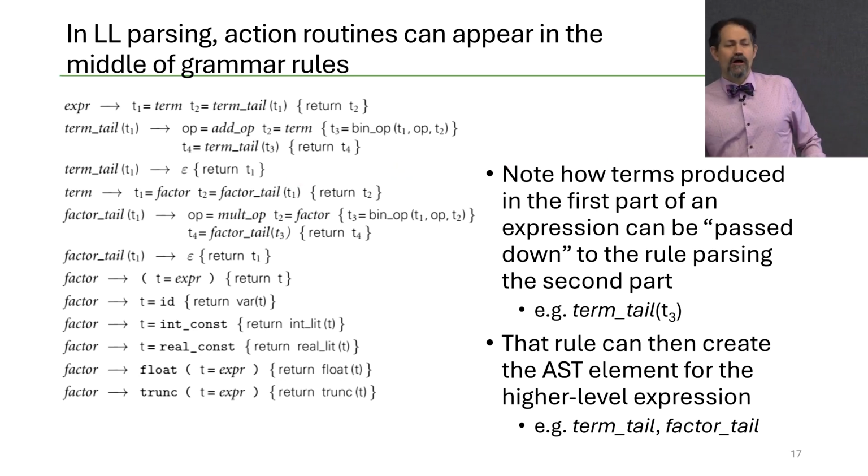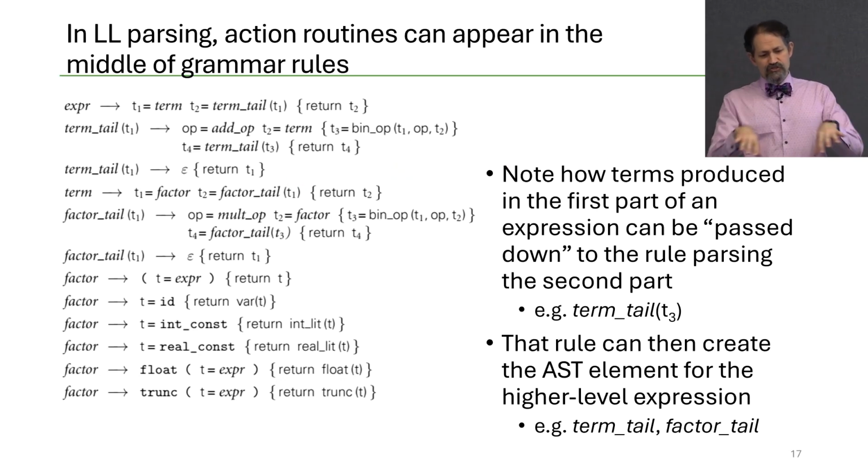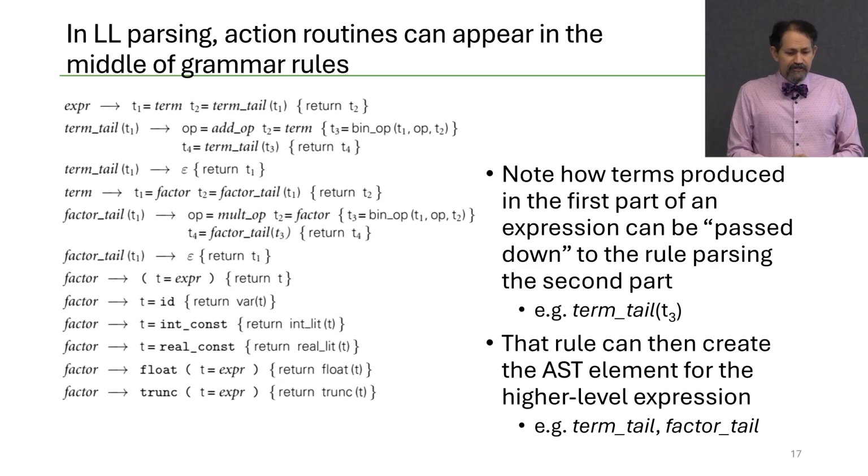So things are a little bit more complicated in LL parsing just because the structure forces us to pass these expressions down to do things elegantly. The good thing is that we can do that, right? Because we can have action routines in the middle of a grammar and then take the result of that, T3 in this case, and pass it to another term tail because we have predictive parsing. And so as soon as we read one thing, we know which case of the grammar we're in.